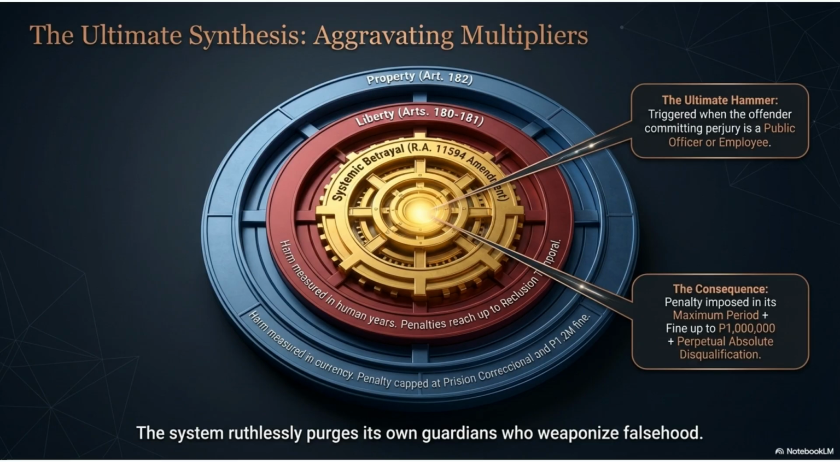The ultimate synthesis introduces aggravating multipliers, triggered if the offender is a public officer. This systemic betrayal leads to the maximum penalty, a heavy fine, and perpetual absolute disqualification, as the system purges its guardians who weaponize falsehood.